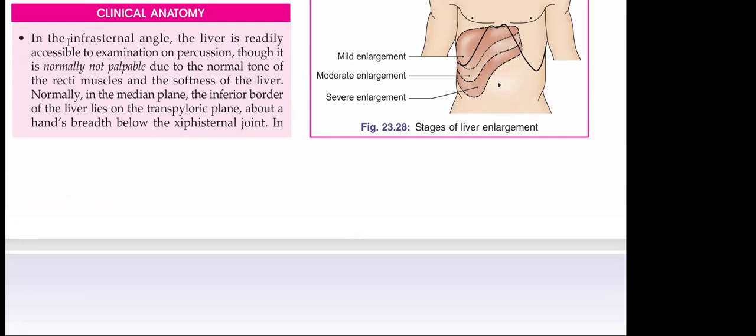Clinical anatomy: in the infrasternal angle, the liver is readily accessible to examination and percussion, though it is normally not palpable due to the normal tone of the recti muscles and the softness of the liver. Normally in the median plane, the inferior border of the liver lies on the transpyloric plane about a hand's breadth below the xiphisternal joint.